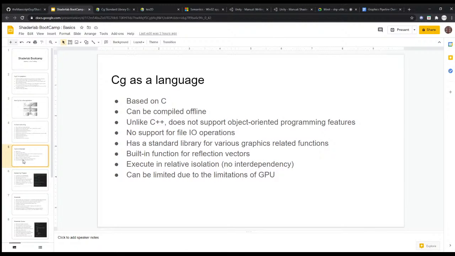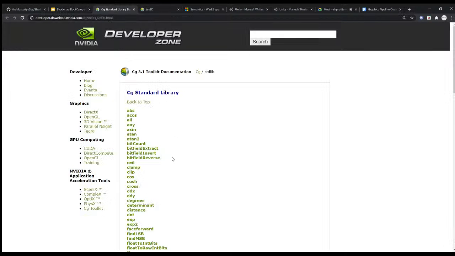Now, as a language, again, what we have to understand is what we can do in this and what we cannot do in this. So, CG, C for graphics, based on C, simple, can be compiled offline. We saw that earlier. It does not support classes and objects. So don't write classes and objects. It may give you errors. Then input output operations. Now you will say, why do we have includes? Includes are handled before compile time, whereas at runtime, input output operations, writing files, reading files, are not allowed. Standard library for various graphics, yes, this is the standard library I was talking about.